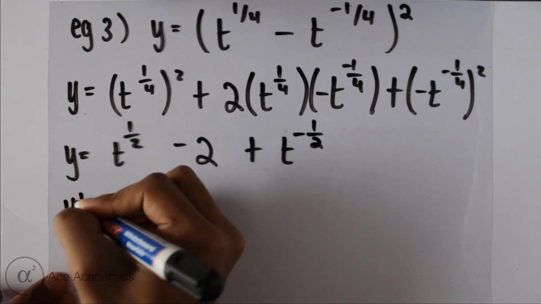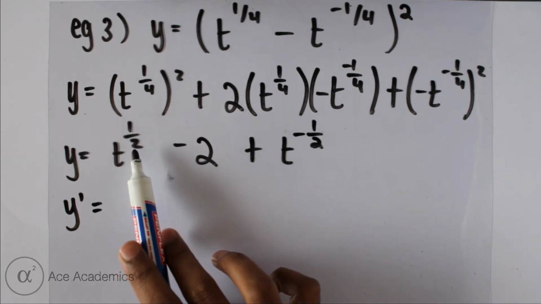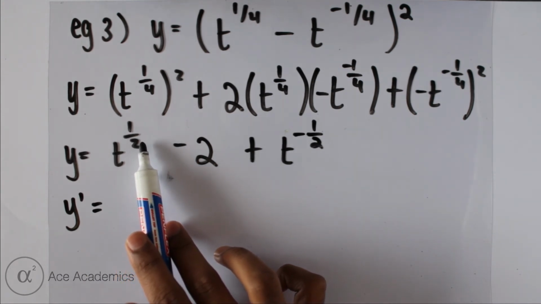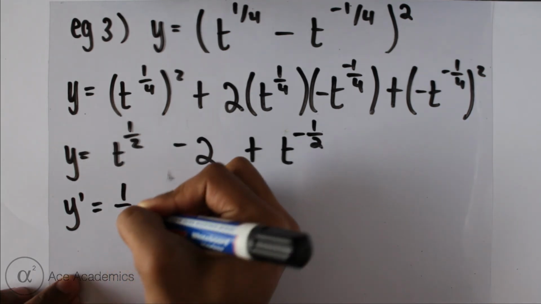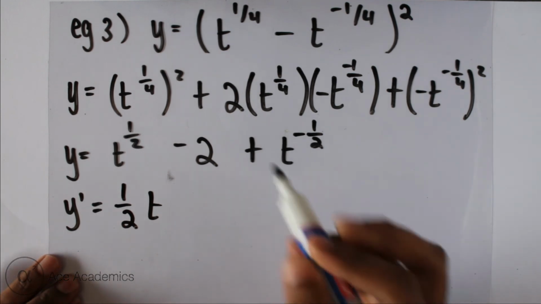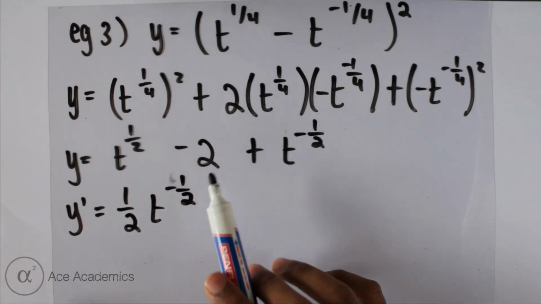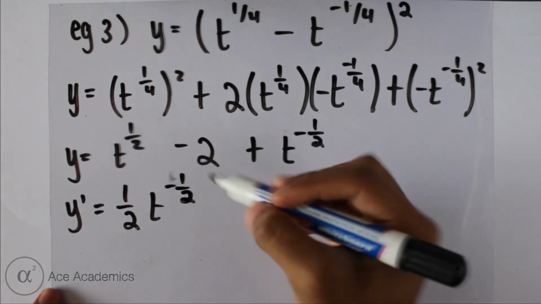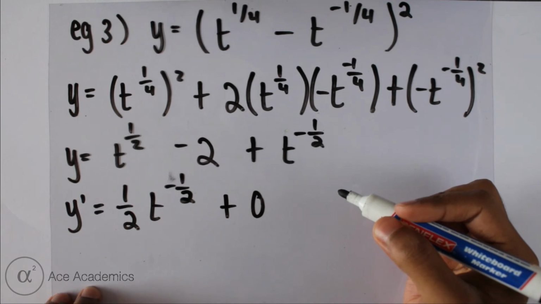So we change our notation and we begin using our 4 rules of differentiation. The first thing we do is we take the exponent in t to the power of a half and we multiply it by the coefficient, so that's a half, and we subtract 1 from the exponent, so we're left with negative a half. The derivative of negative 2 is simply 0 because the derivative of a constant is 0.